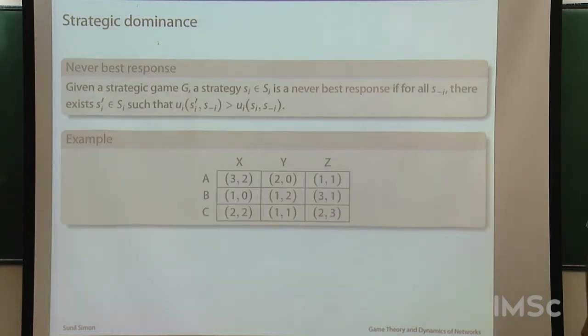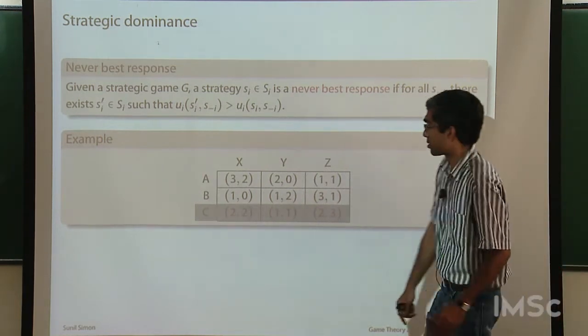So let's look at an example. This should make it clear. Look at this game. Look at this strategy C. Is C strictly dominated? I hope it's visible. C is not strictly dominated. Is it a never best response? So what does that mean? So let's look at it.